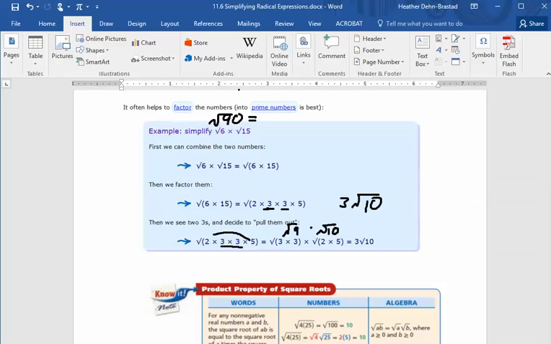So there are times where you don't notice what the perfect square is the first time you write the factors, but you can work with it after that. You can either find other factors and find one that's a perfect square, or you can break it into a product of primes to help you find that.